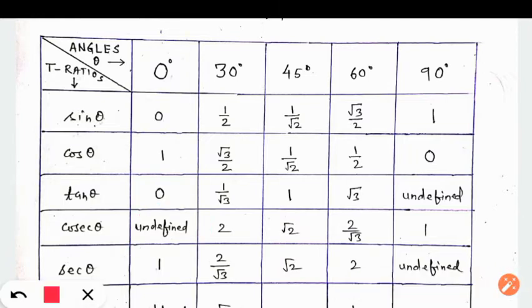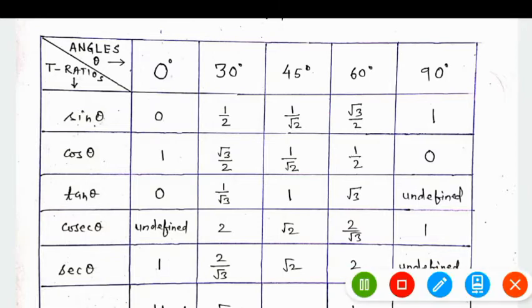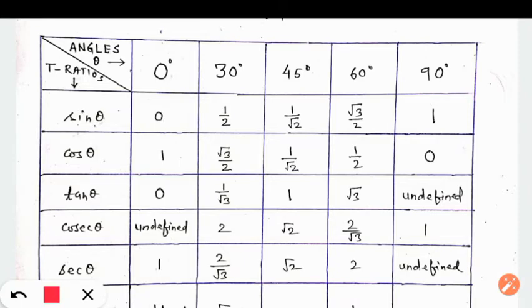Cosec 30 degree: sine 30 degree is half, so the reciprocal of half gives you 2 by 1, which is 2. So cosec 30 degree is 2. What is cosec 45 degree? Sin 45 degree is 1 by root 2, so the reciprocal is root 2. Cosec 60 degree: sin 60 degree is root 3 by 2, and the reciprocal of that gives you 2 by root 3. Now cosec 90 degree. Sin 90 degree is 1, and the reciprocal of 1 is 1. Understood?